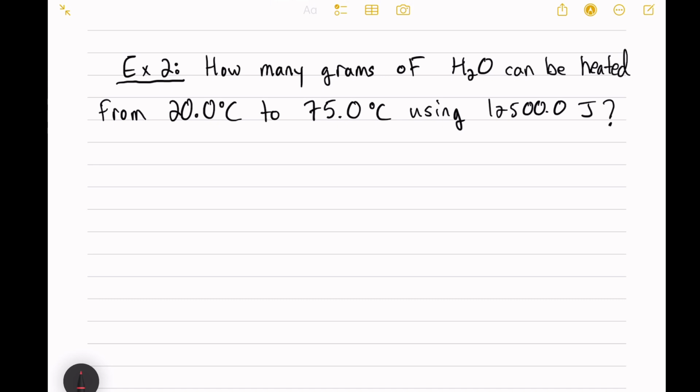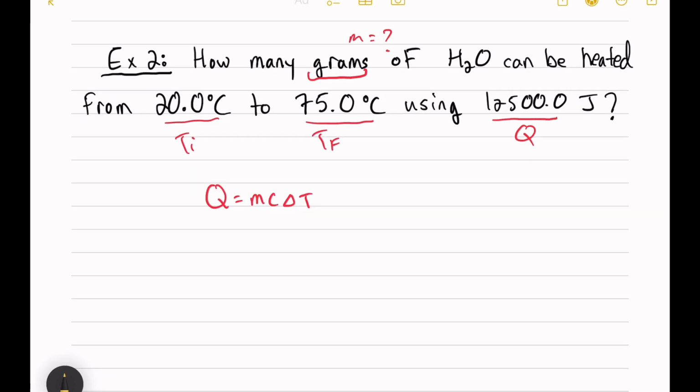For our second example here, it asks how many grams of H2O can be heated from 20 degrees Celsius to 75 degrees Celsius using 12,500 joules of energy. Well, in this question, we're actually isolating or solving for the M. We have the Q, which is 12,500 joules, and then we have the initial and final temperatures over here.